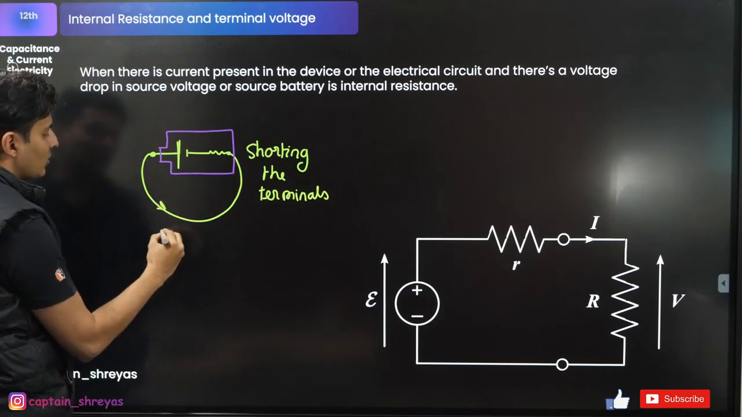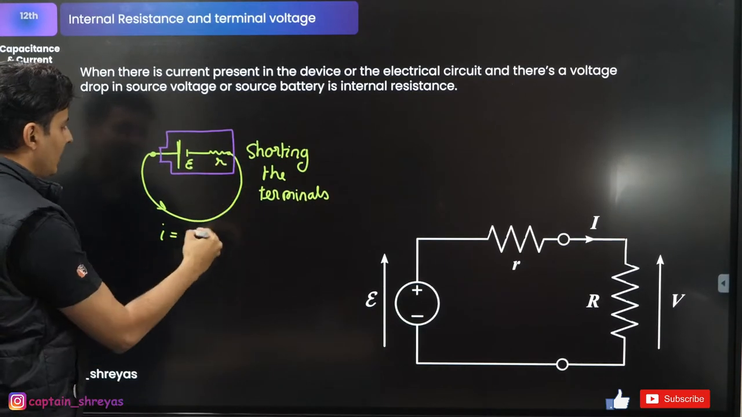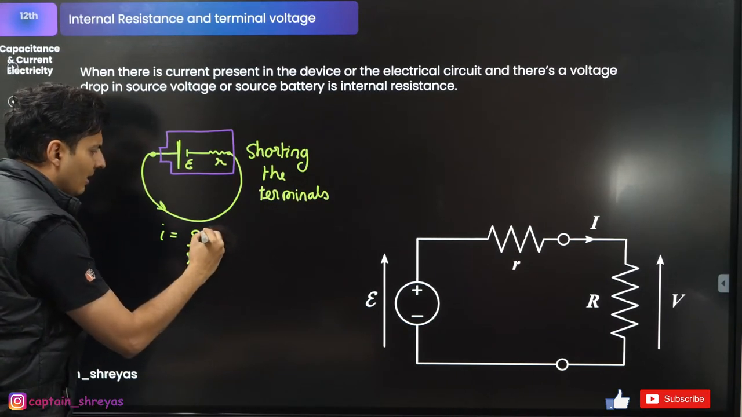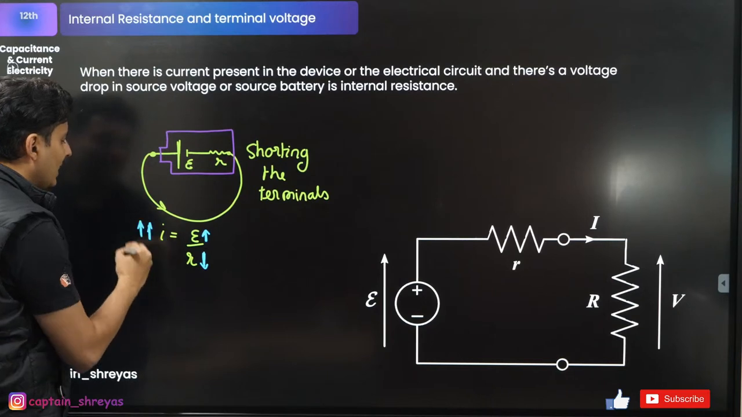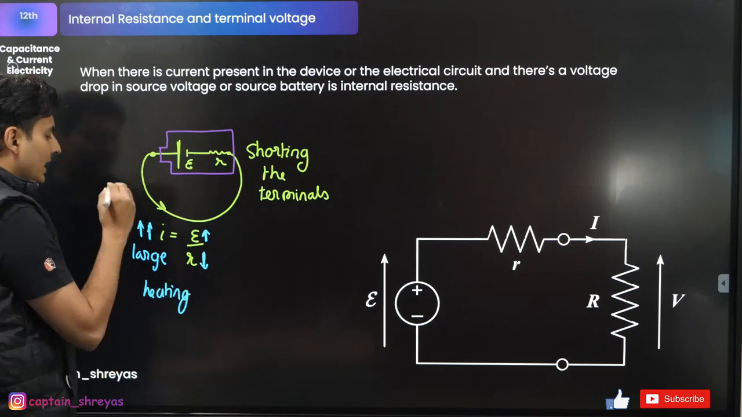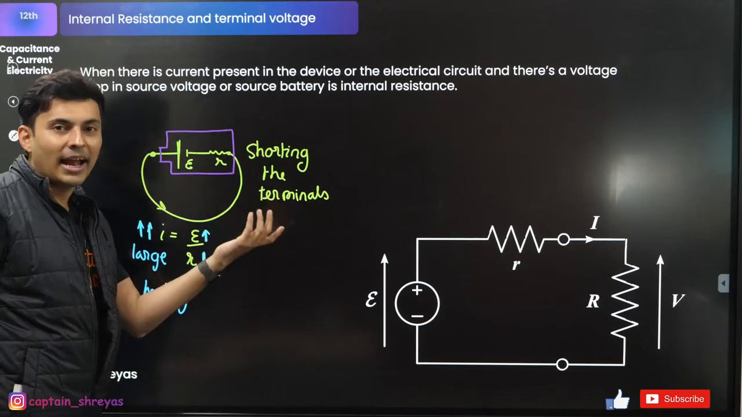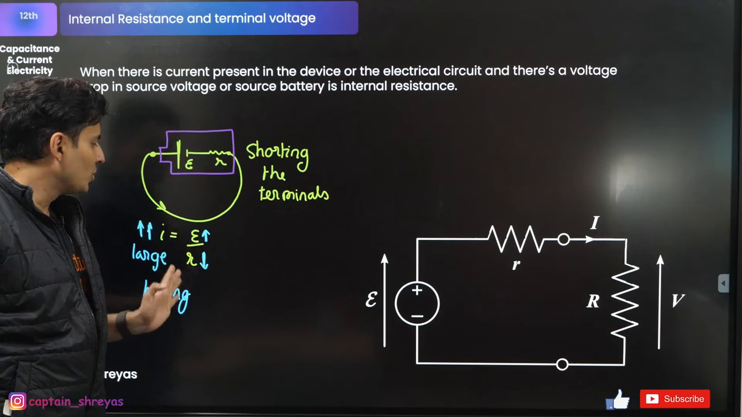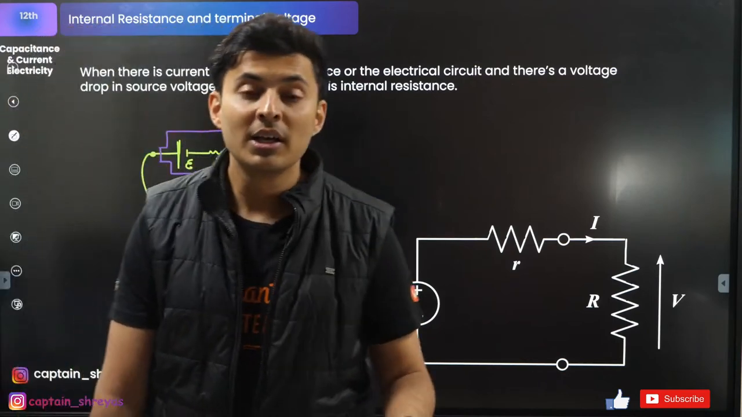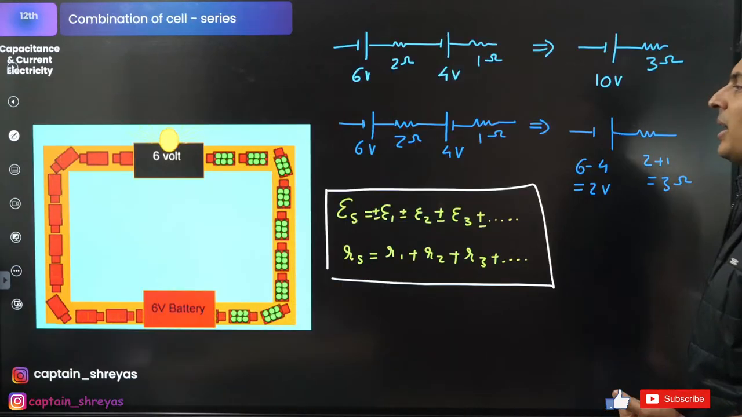So in such a case, what happens? The current will be EMF by resistance. EMF is E, resistance is R. Now usually what happens, my dear students, internal resistance is very small and EMF is decent enough. So that means the current will be very, very large. So that current causes a lot of heating. So that heating might even blast that battery, which is very dangerous. You might just burn your hands or face. That is the reason why you should not generally short a battery. It will get hot. Okay? So you might have heard about electric scooters and cars catching fire. So you definitely do not want any shorting to happen.